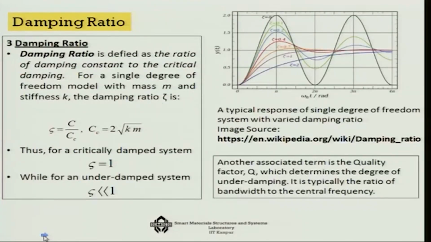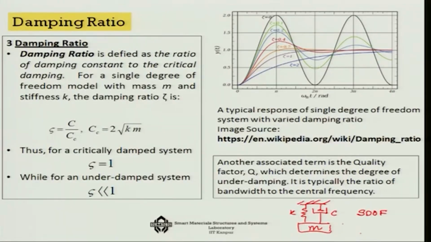Now, how are material properties related to it? One important thing here is the damping ratio, which is basically the ratio of damping constant to the critical damping of a system. Suppose we consider a single degree of freedom system, something like a spring here, a damper or a dashpot here, and a mass M. So, this is called a single degree of freedom system.